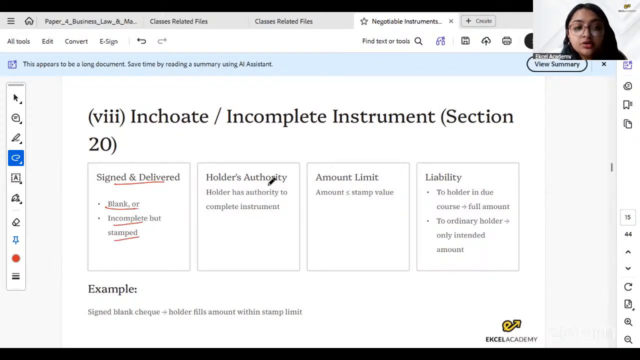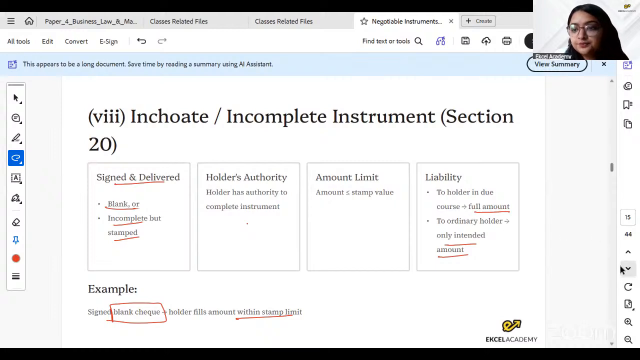Okay, for the holder, you have to make sure that the holder has authority to complete your instrument. The amount is lesser than your stamp value. And if there is a liability, it is to the holder in due course to the full amount, and to an ordinary holder, only your intended amount. So with a signed blank check, the holder fills the amount within the stamp limit. If you have a blank check, when does it become complete? When the amount is mentioned. So an incomplete instrument is basically any instrument where a certain technicality is missing.